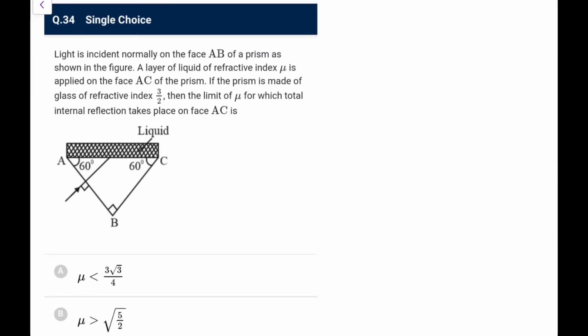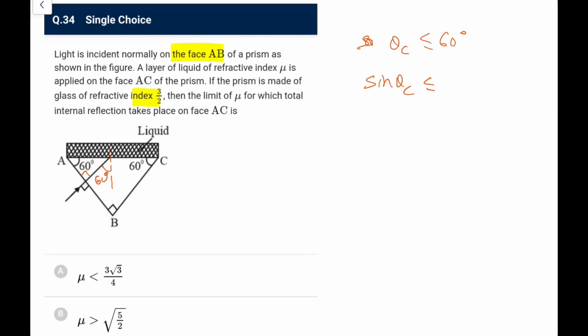Next, light is incident normally on the face AB of a prism as shown in the figure. A layer of liquid is applied on the face. If the prism is made of glass of refractive index 3 by 2, then find the limit of mu for which TIR takes place on face AC. So for TIR to take place, because we know this is 90, this angle is 60 degree. So what we have, theta C in the limiting case is 60 degree. For the TIR to occur, theta C must be less than equal to 60 degree. That is what we can write. So sine theta C should be less than equal to sine 60.